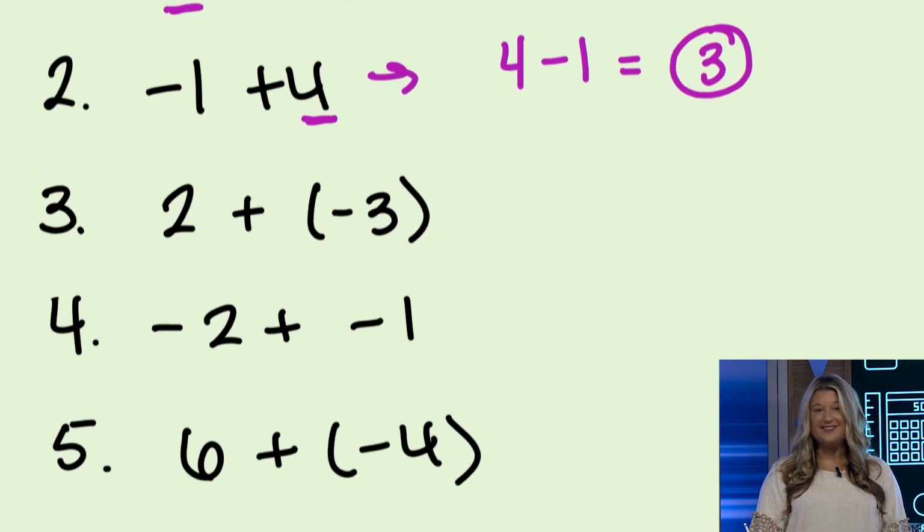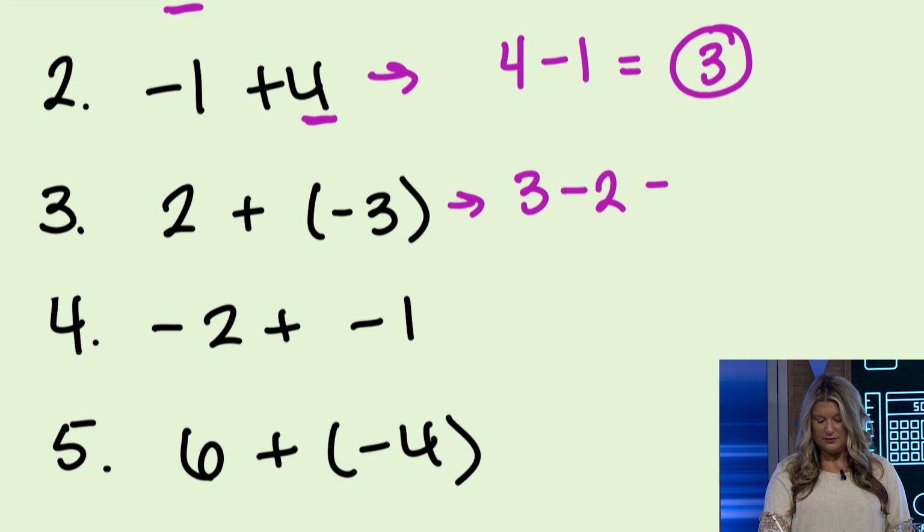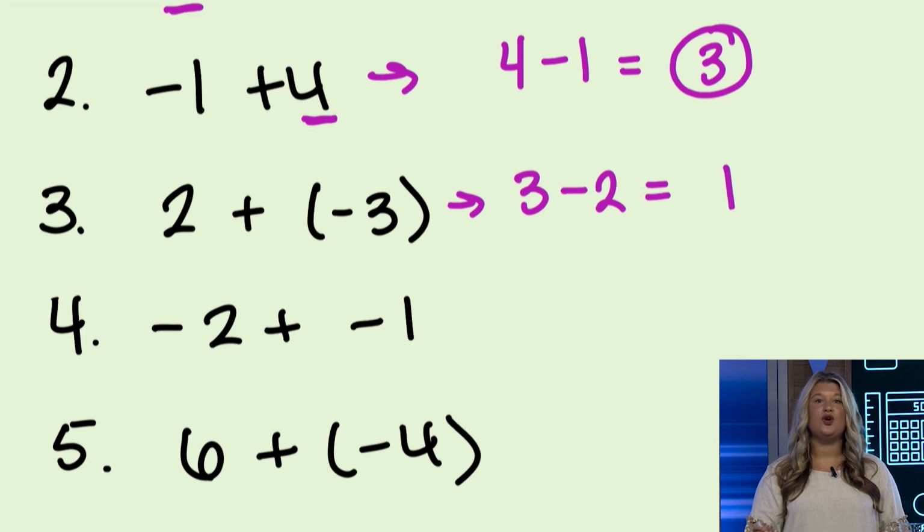Our number 3, we have 2 plus -3. So make it a subtraction problem. 3 minus 2 equals 1. And then which of those values had the negative? 3. And so 3 is bigger than 2. We have -1.